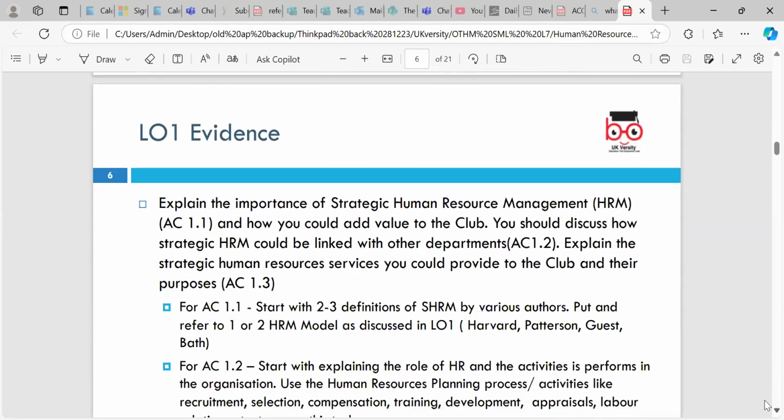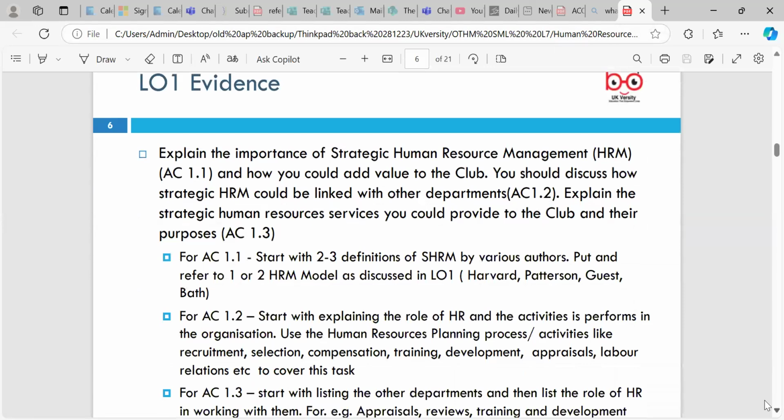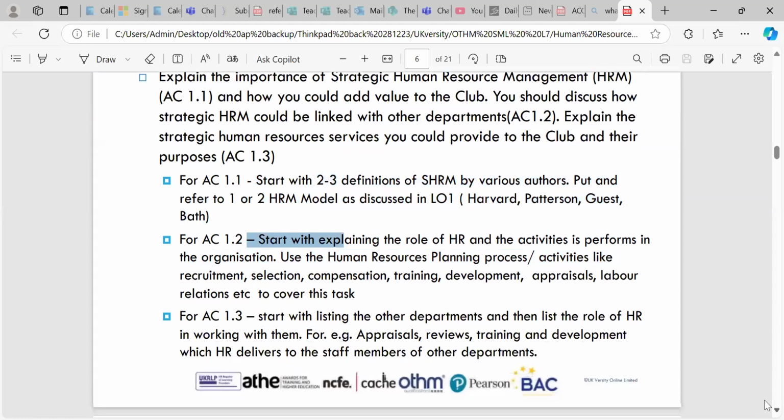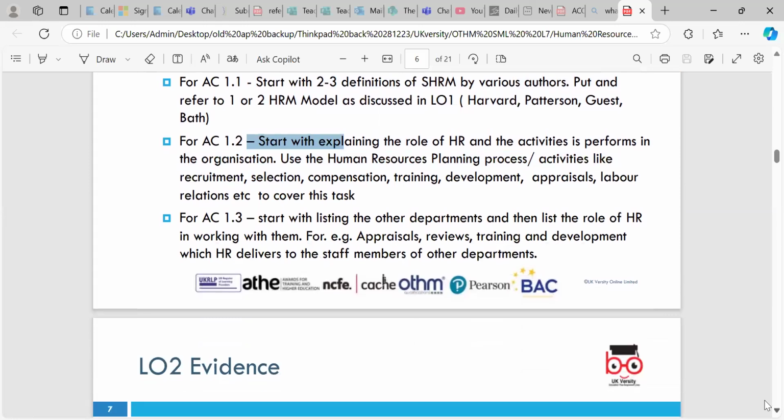Then the question LO1, learning outcome one, human resource. For this, start with 2-3 definitions of human resource. You've been given the Harvard and Guest model. Then start with explaining the role of HR activities in our organization, like training, development, appraisal and reviews.